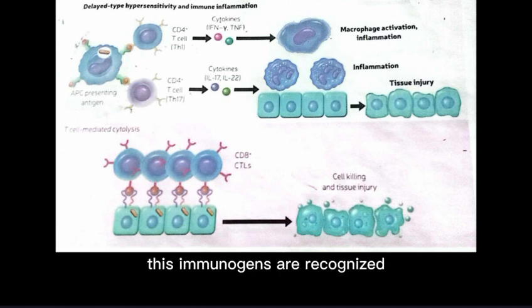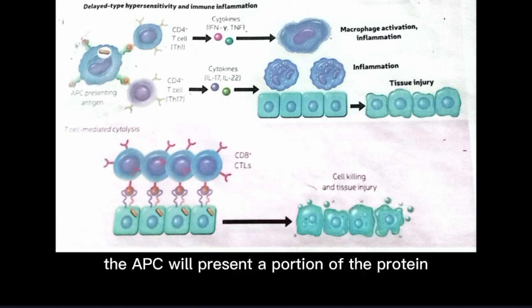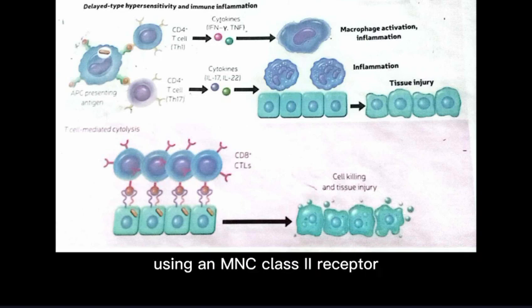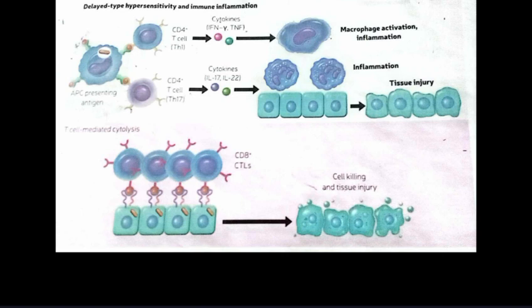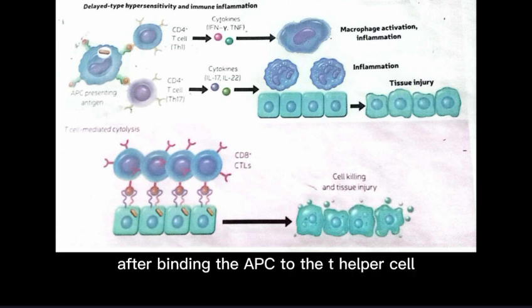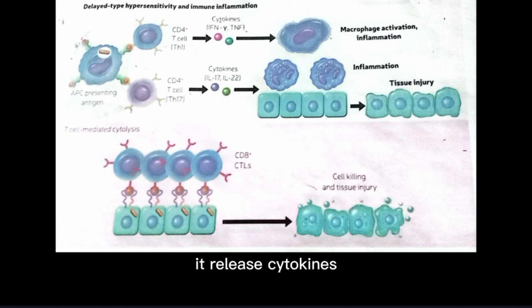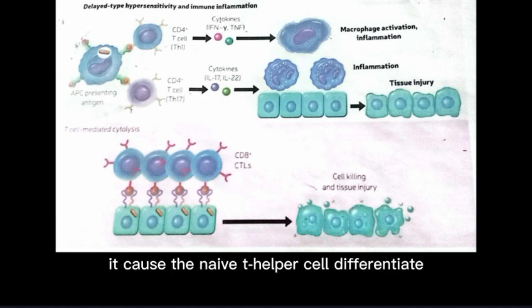These immunogens are recognized and processed by the antigen presenting cell and presented to a naive T helper cell. The APC will present a portion of the protein using an MHC class II receptor which the T helper cell will be able to recognize and bind to. After binding the APC to the T helper cell, it releases cytokines. It causes the naive T helper cell to differentiate.